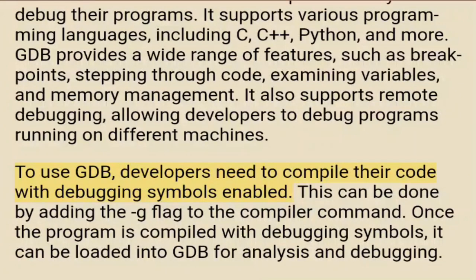To use GDB, developers need to compile their code with debugging symbols enabled. This can be done by adding the -g flag to the compiler command. Once the program is compiled with debugging symbols, it can be loaded into GDB for analysis and debugging.